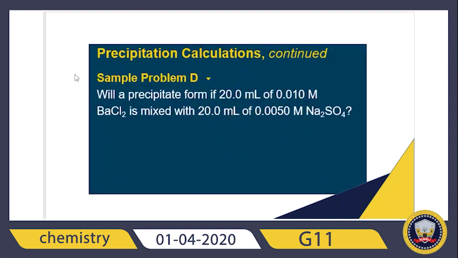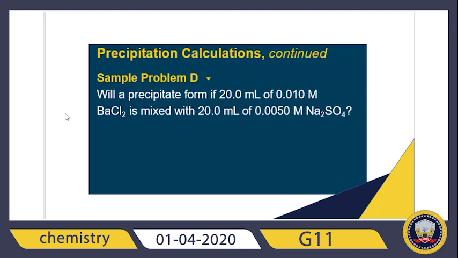Okay, so guys, let us try to answer sample problem D together. The question is, will a precipitate form if 20 ml of 0.010 molarity of barium chloride is mixed with 20 ml of 0.0050 molarity sodium sulfate?